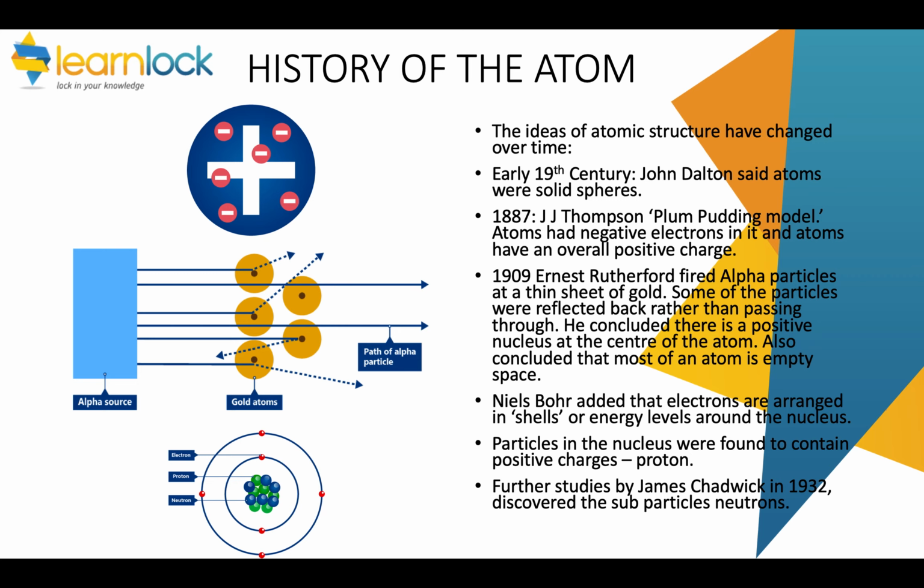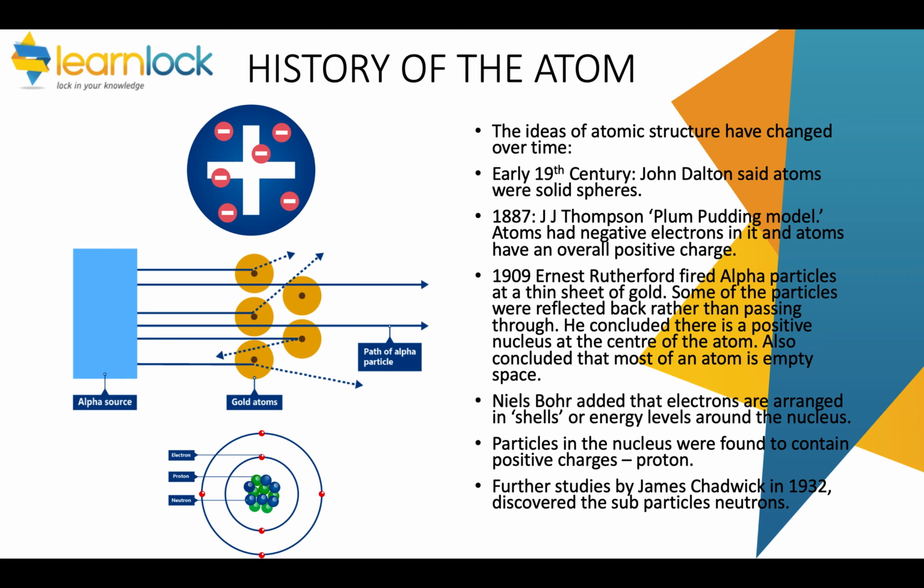He fired alpha particles at a thin sheet of gold, which was only one atom thick, or a couple of atoms thick. Some of the particles were reflected back, which was surprising because he thought they'd all pass through. Because alpha particles are positive, he concluded that the reason they were reflected back is they were being repelled by something else positive in the centre of the atom, and that's where the idea of the nucleus came up.